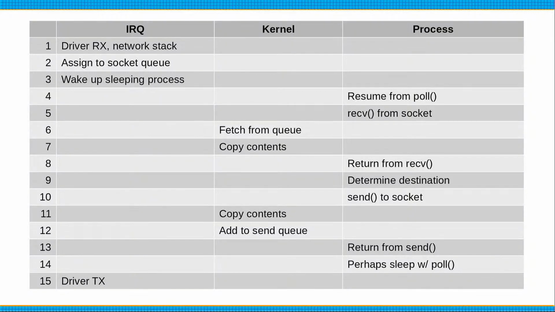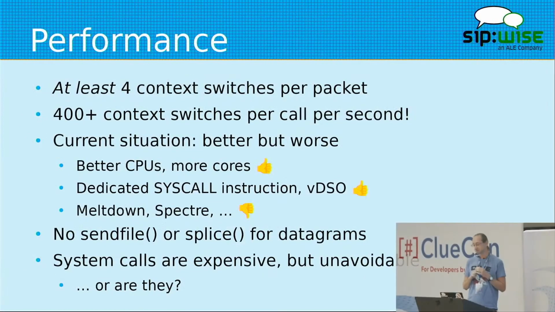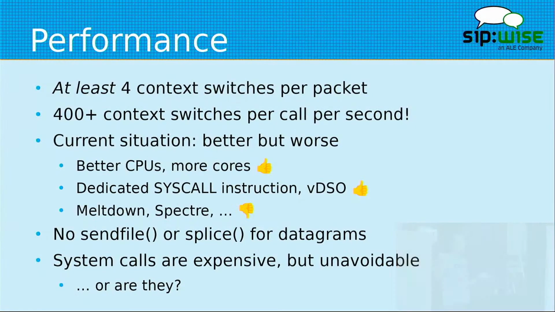And this is ultimately where the problem lies. So you have at least 4 context switches per packet, and if you have just one regular VoIP call, that's 400 context switches per second. And if you do the math, 400 times whatever number of calls you have, times how many thousands of CPU cycles it takes just for the context switch. We have math guy here, maybe he can do the math. You'll start to understand where the CPU usage comes from.